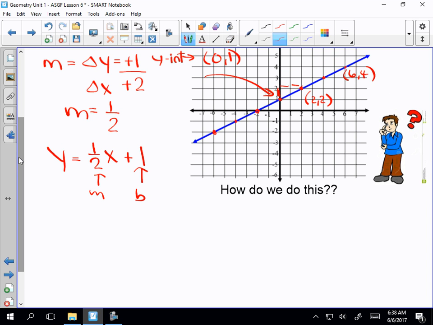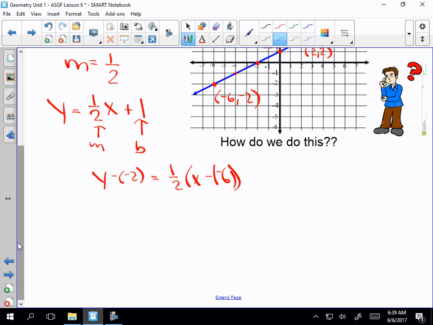The next option is we can use point slope, and we can use any point we want. I'm going to go all the way over here, and I'm going to use -6, -2 to write my next line equation. Now, for point slope, remember, it's y minus the y value equals slope times x minus the x value. And we would want to simplify this down a little bit. So we would have y plus 2 equals 1/2 x plus 6.